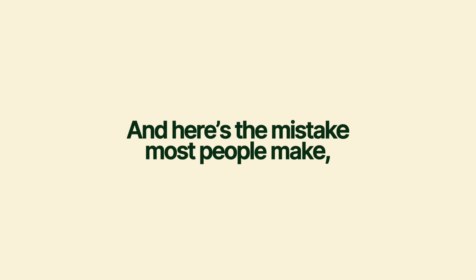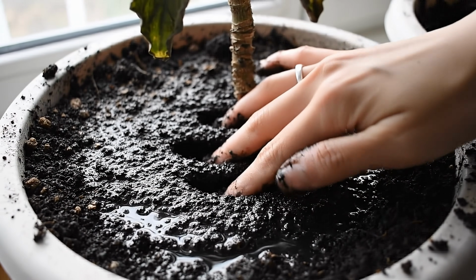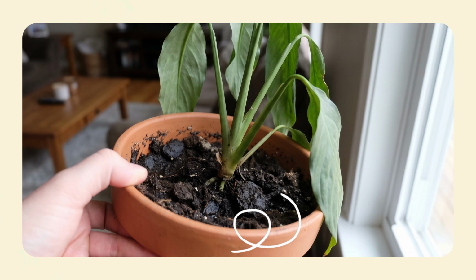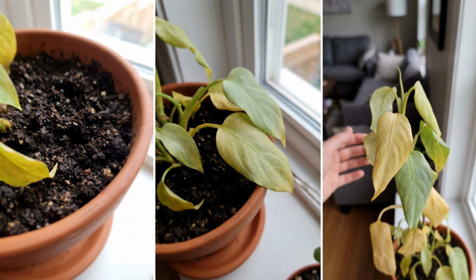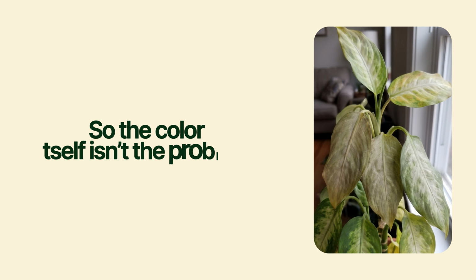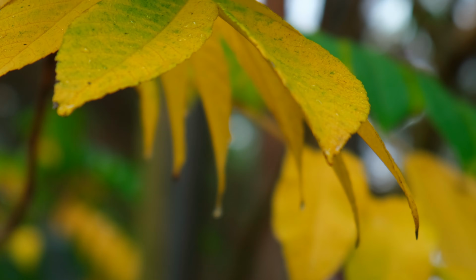And here's the mistake most people make. They think more water helps. In reality, too much water removes oxygen from the soil. The roots can't breathe, they begin to fail, and the plant can't transport nutrients properly. The leaves turn yellow because the system is breaking down from below. So the color itself isn't the problem. Yellow isn't a problem, it's a signal. The pattern tells you everything.